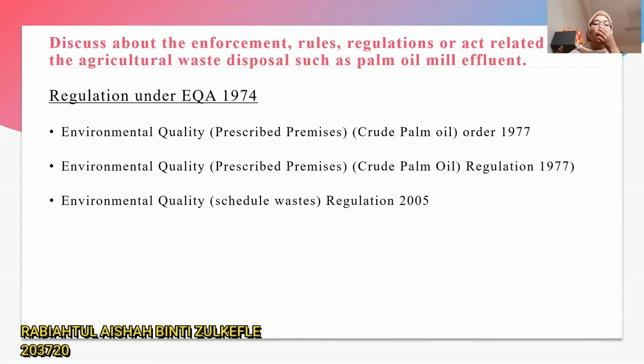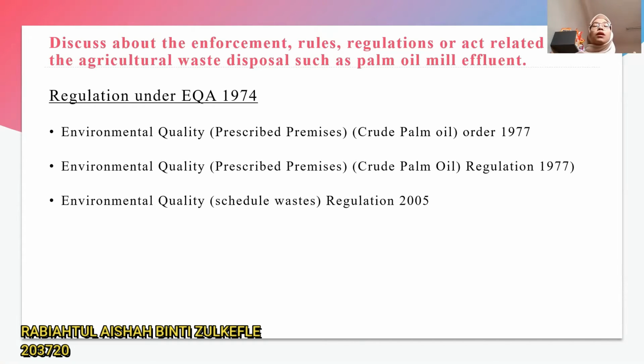And then lastly, Environmental Quality Scheduled Waste Regulation 2005. The objective of this regulation is to ensure that the scheduled waste management, which includes processing, storage, and disposal of residue waste in palm oil mills, is being done properly. It is crucial to prevent the environmental hazard that could arise from the residue waste. For this regulation, the penalty is a compound offence of maximum 2,000 per offence.